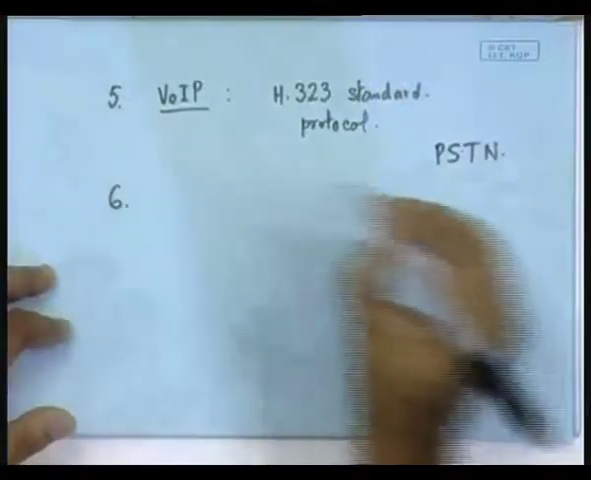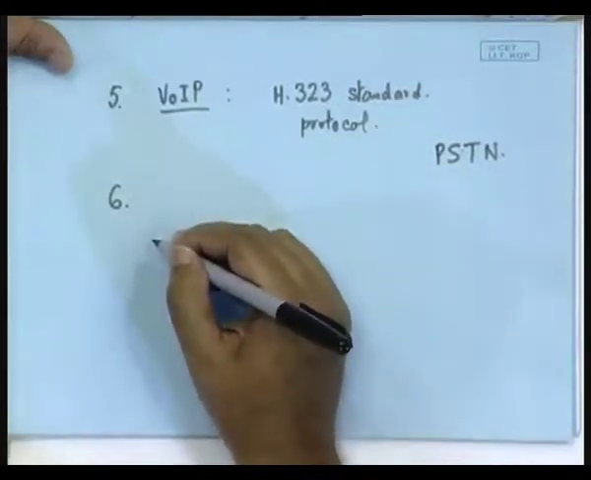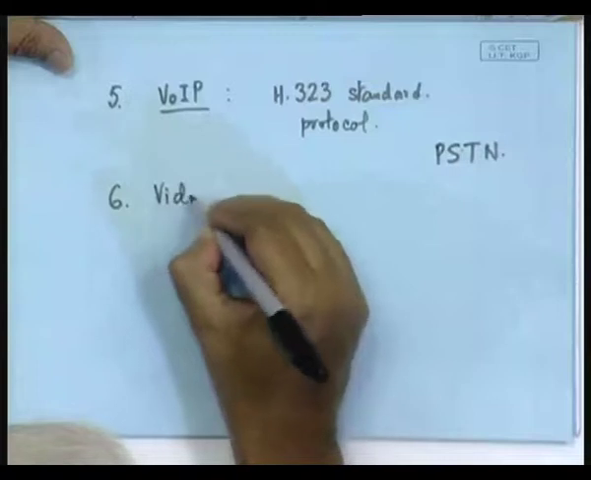A VoIP user should be able to talk to a PSTN user very easily, just like the way a PSTN user also can initiate a call and talk to a VoIP user in a very easy and transparent manner, no matter wherever the users are, whether they are in the VoIP domain or PSTN domain, a very easy access should be there. So, this aspect we will be talking of when we talk of voice over IP, and then we will come to the last topic in our subject, which is video conferencing.